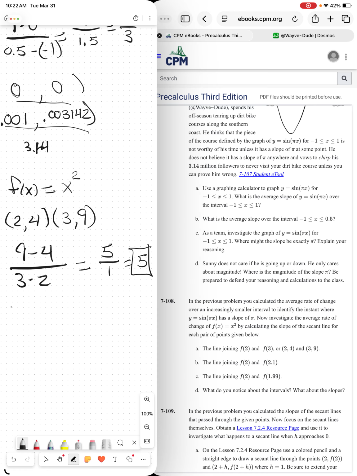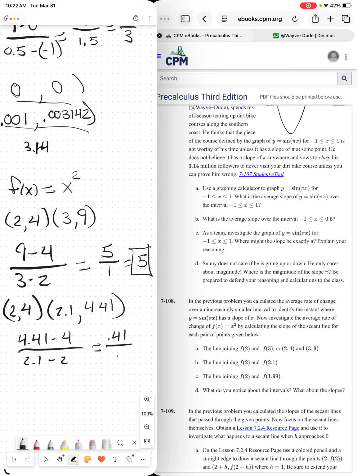What if we do 2, 4, and 2.1? If we do 2.1 squared, we get 4.41. So you do 4.41 minus 4 over 2.1 minus 2. We'll get 0.41 over 0.1, which is going to be 4.1.